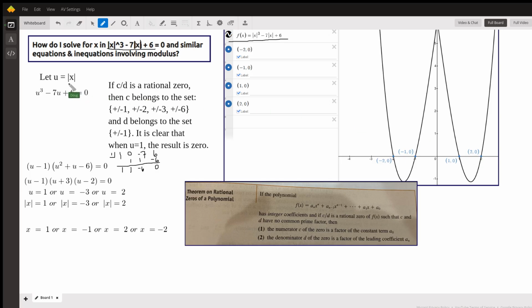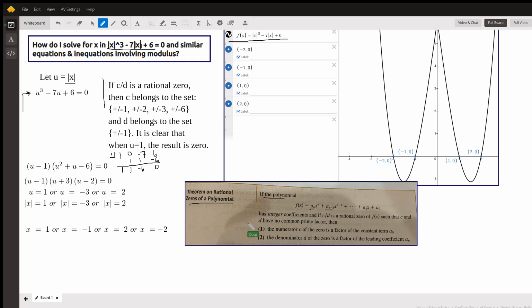Well, if we let u equal the absolute value of x, we have a polynomial equation that looks like this, which it's possible that there's no rational zeros, but we can test to see using the rational root theorem, or the rational zeros of a polynomial. So if the polynomial has integer coefficients for every term, well, this one does. The coefficient of u cubed is 1. Coefficient of u is -7. The coefficient of u squared is 0, by the way, and the constant term is 6.